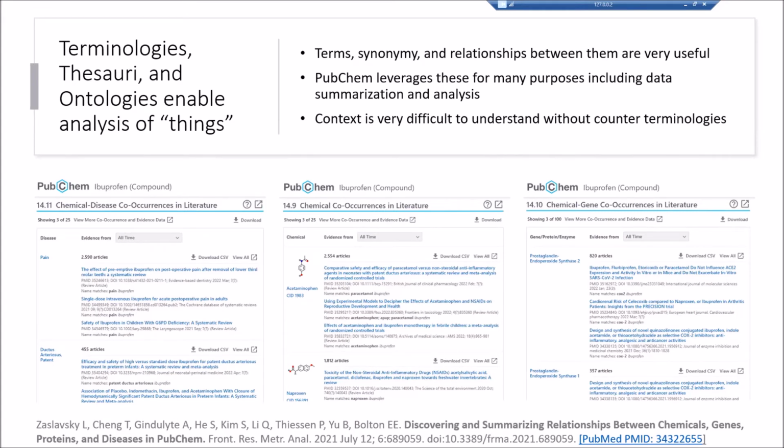Because oftentimes we have for a given record tens of thousands of papers, and we're trying to then group and summarize that data in some fashion. And so you can get a quick sense of what this thing is known for, which really would not be possible unless we had extensive use of terminologies to allow this to be empowered.